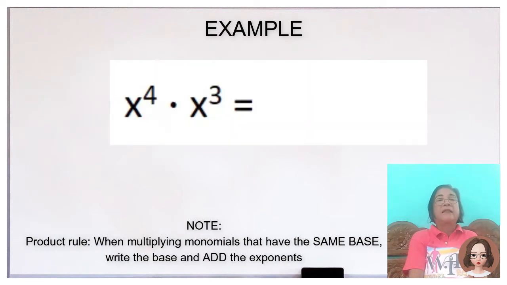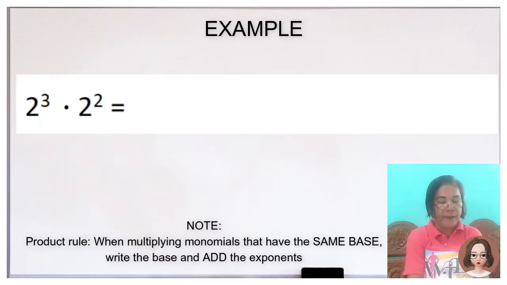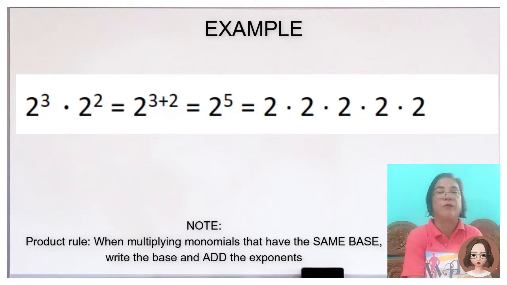Example, x to the fourth times x to the third. So we have x raised to the fourth plus 3, so the final answer would be x raised to the seventh. Another example, 2 to the third times 2 to the second. The answer would be 2 raised to the third plus 2, and that is 2 to the fifth. And what is 2 to the fifth? That means 2 times 2 times 2 times 2 times 2, and we have the answer of 32.